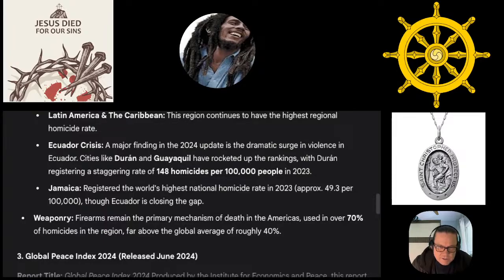Country-wise, let's see. The weapons of choice: firearms remain the primary mechanism of death in the Americas, used in over 70% of homicides in the region, far above the global average of roughly 40%. So 60% of the rest of the world are using machetes or their hands, or knives, or picks, or rocks, or whatever.